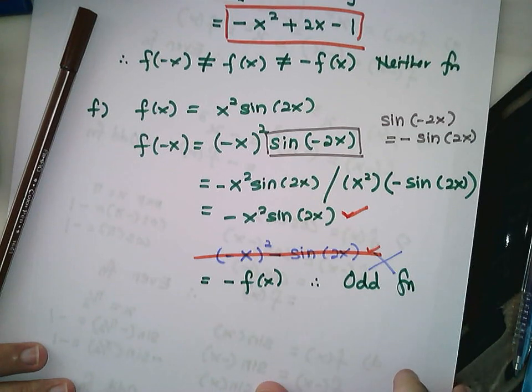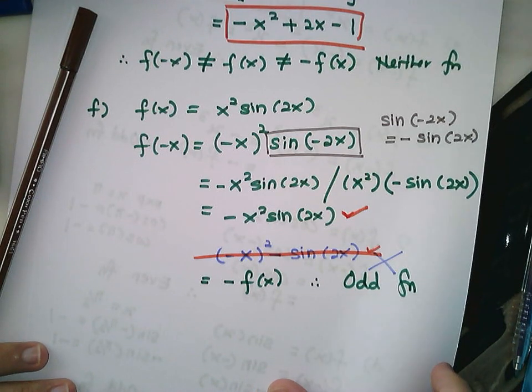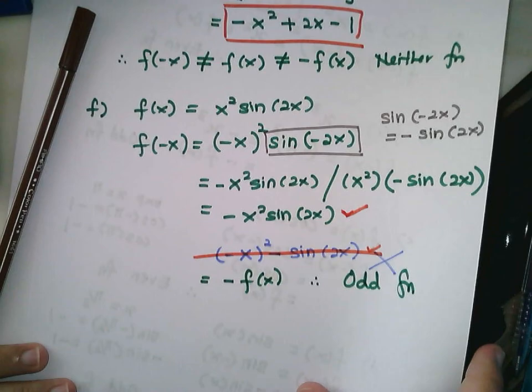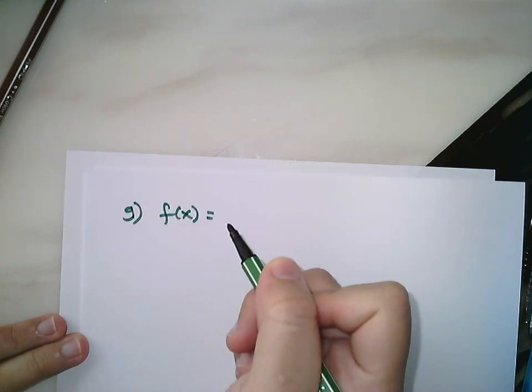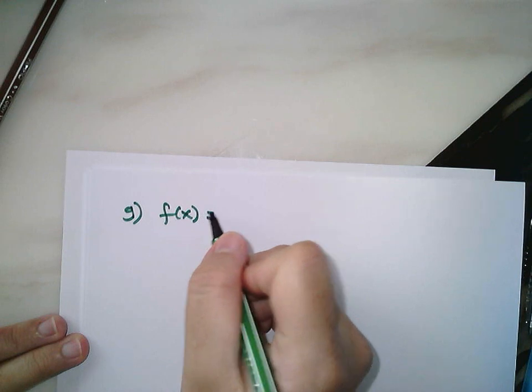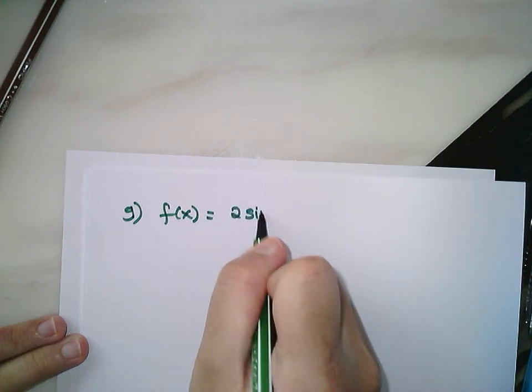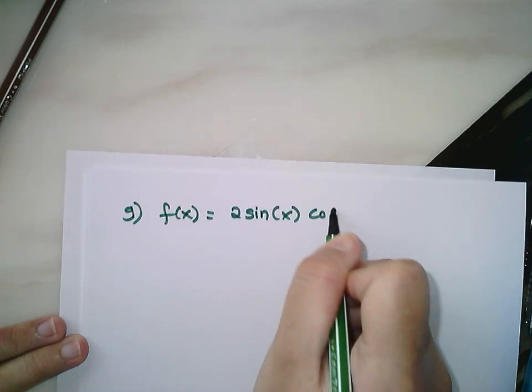Okay, so let's say you have this one, f(x) is equal to 2 sine x cos 4x.